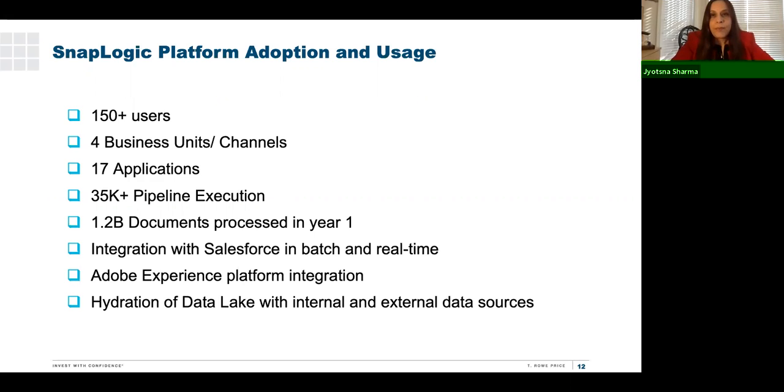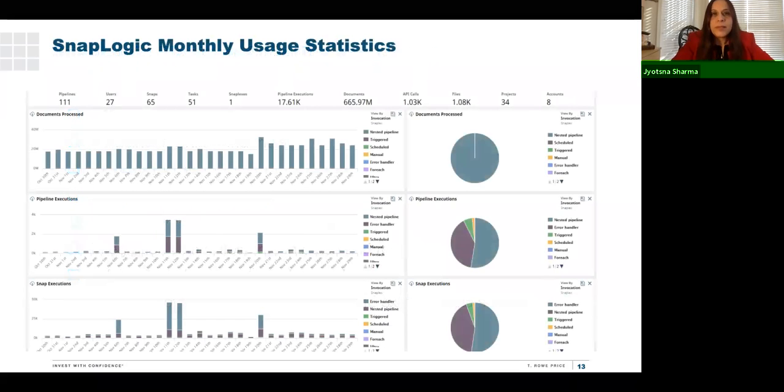And moving on to the next slide, this is just a dashboard view of our monthly usage metrics, basically highlighting the number of documents we processed, pipeline executions, API calls made, and number of snaps used. And it gives a nice lay of the land of our platform at a glance.